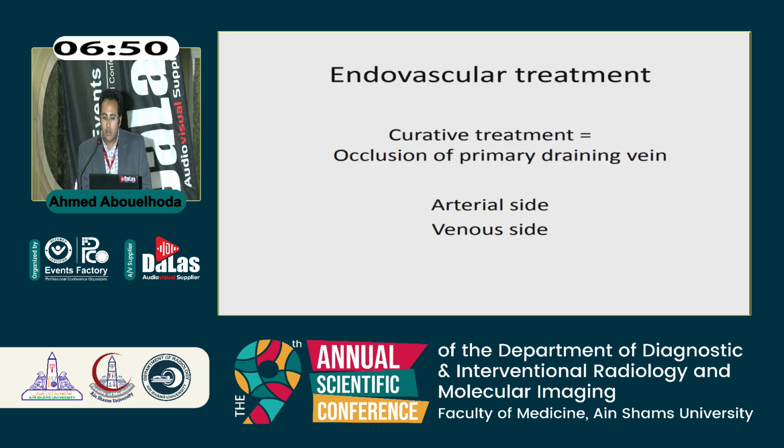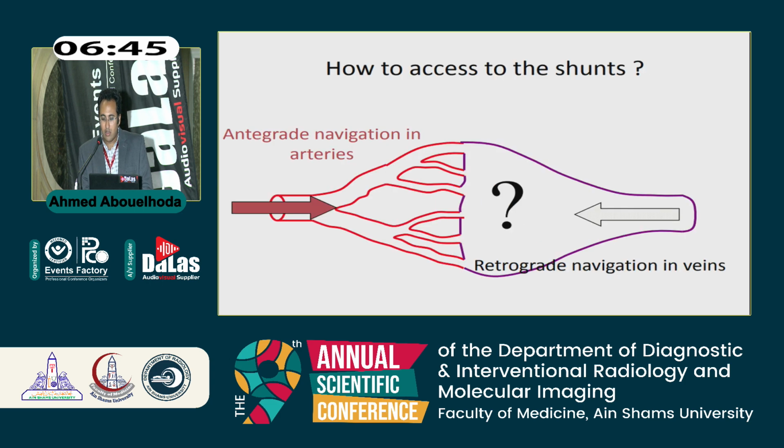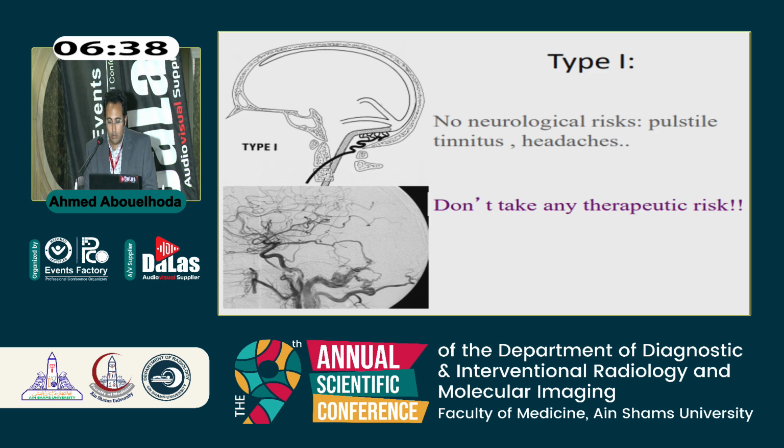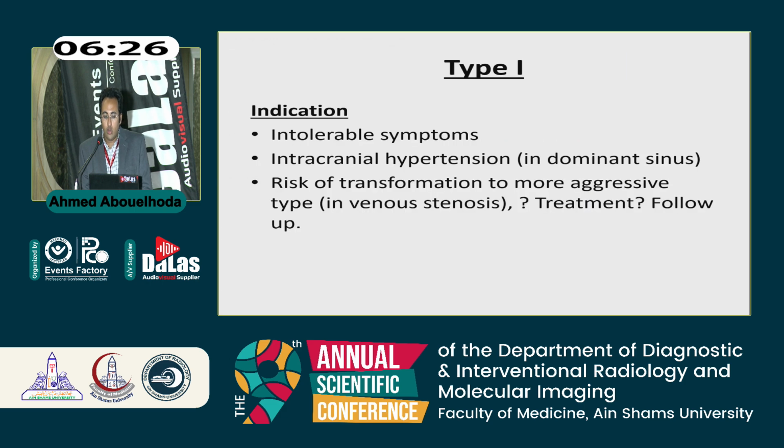To cure this patient, you have to occlude the primary draining vein, either from the arterial side with an antegrade navigation or a retrograde navigation through the veins. In type 1 dural fistulae, there is usually no neurological risk, so you don't have to take any therapeutic risk in treating this patient. We only treat this patient if the symptoms are no longer tolerated by the patient, if there is intracranial hypertension, or if there is any risk of transformation to a more aggressive type.